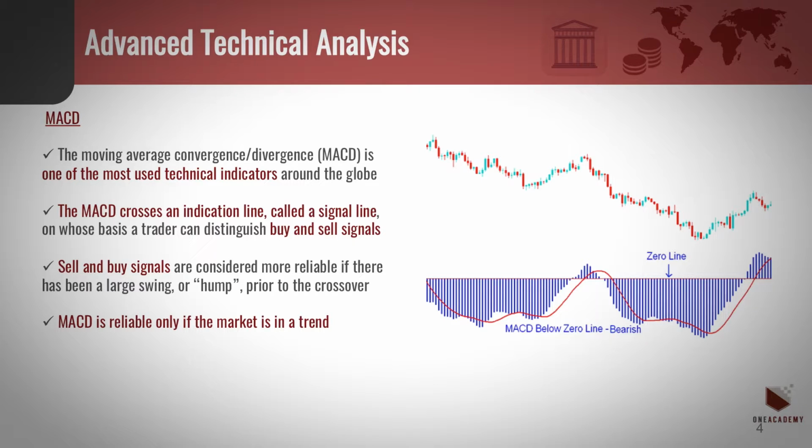When the MACD crosses its signal line from below, this is considered a buy signal. If the MACD crosses the signal line from above, this is considered to be a sell signal.